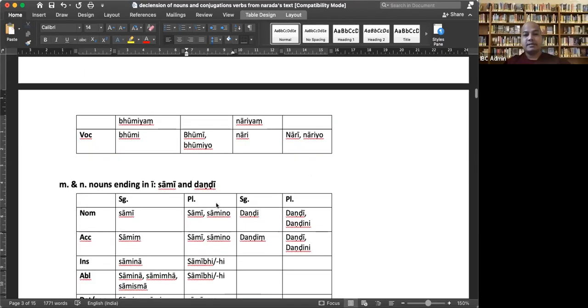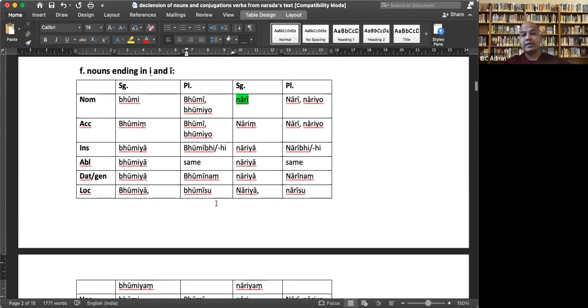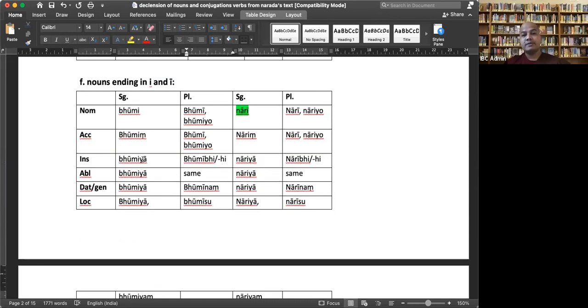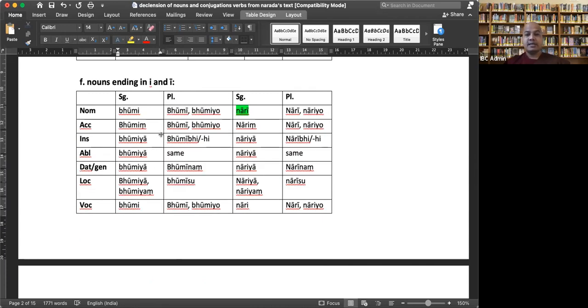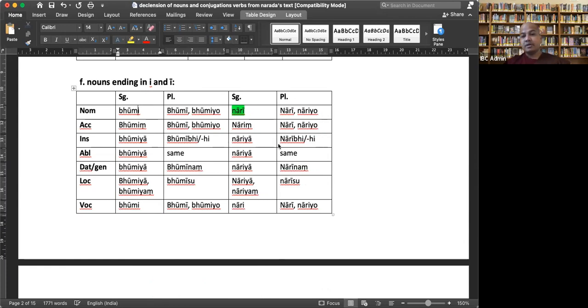Okay, let us read these two declensions together. Even though we have actually studied Bhumi before, you're supposed to study Nari and the following two. But since it is easier to look at both of these together, let us go through the declension of Bhumi and Nari together.